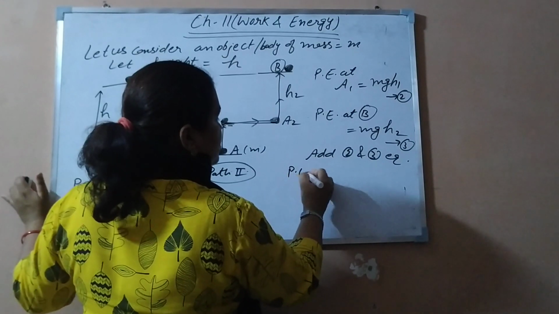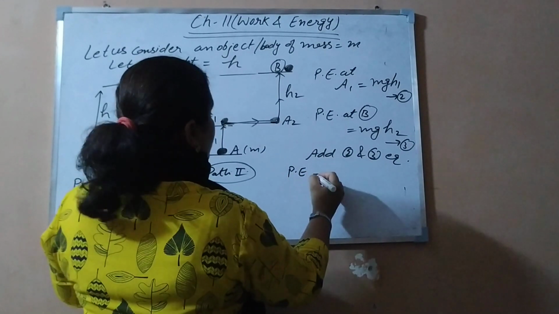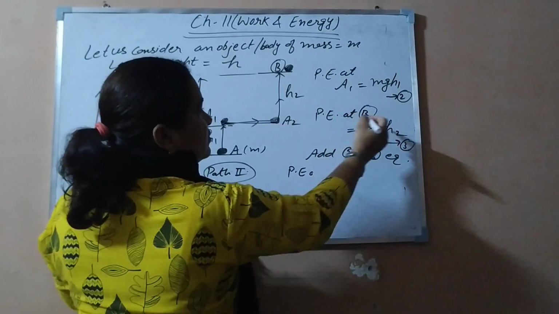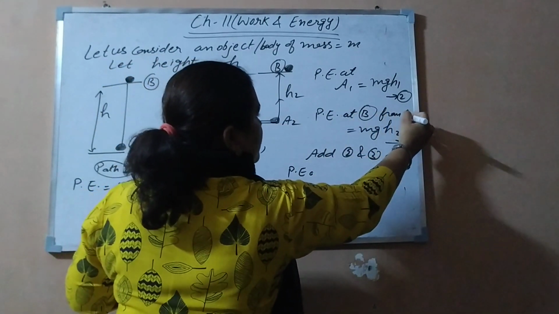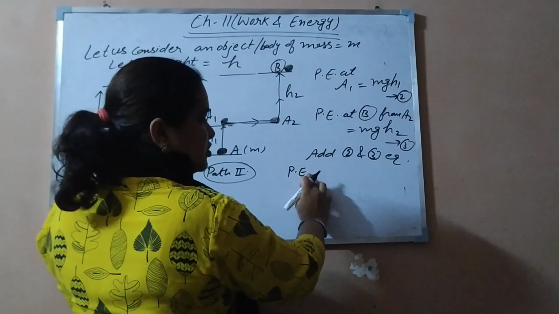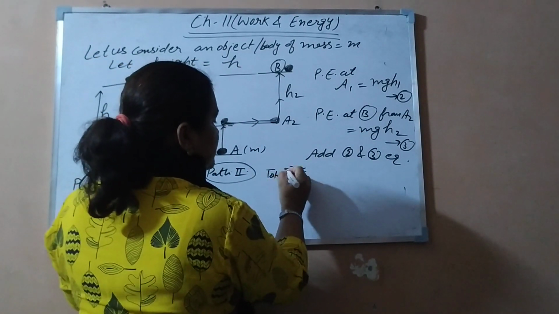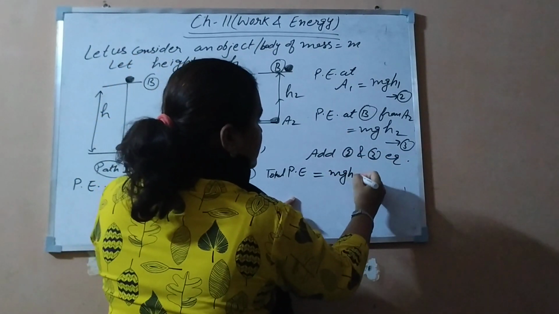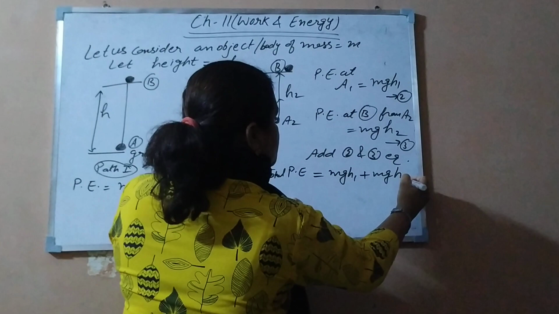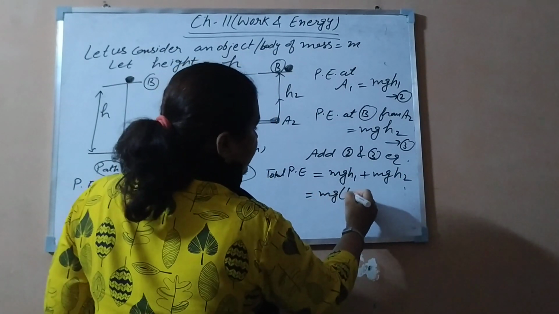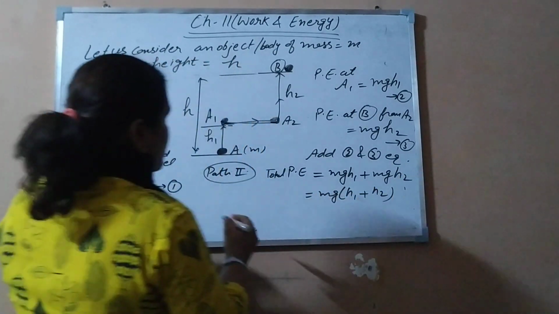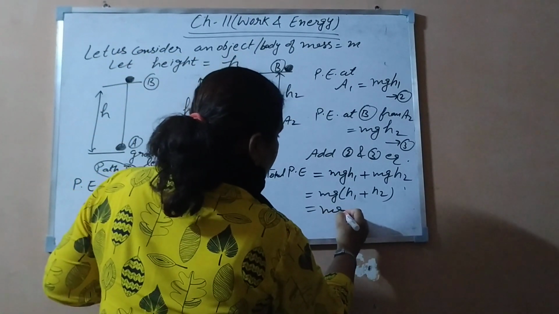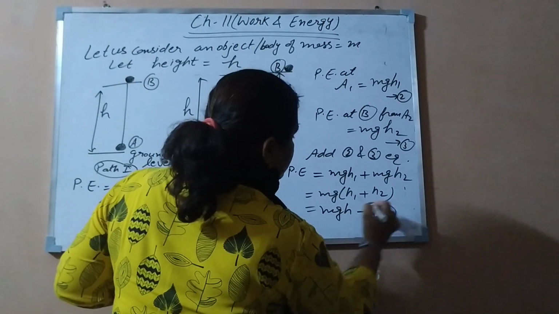So what do we get? The total potential energy of the body, which is the energy at B reached from A2, is equal to mgh1 plus mgh2. Now take mg common, and that becomes mg(h1 plus h2). And what is h1 plus h2? That is h. So the total is mgh. This is the fourth equation.